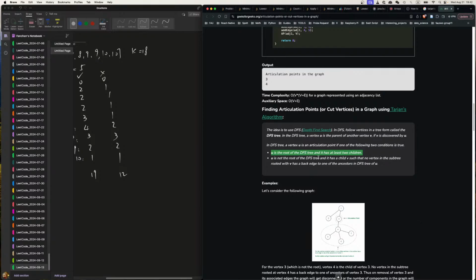U is not the root and it has a child V such that no vertex in the subtree rooted in V has a back edge to one of the ancestors in the DFS tree of U. Hold on. U is not the root of a DFS tree, and it has a child V such that no vertex in the subtree has a back edge to one of the ancestors in the DFS tree of U.